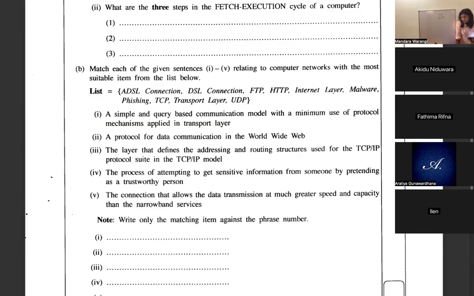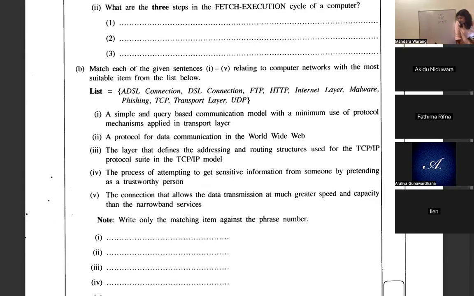Right. A protocol of data communication in the World Wide Web. What is that? It's very easy. HTTP. And what is the secured version of that? HTTPS, right. Okay.